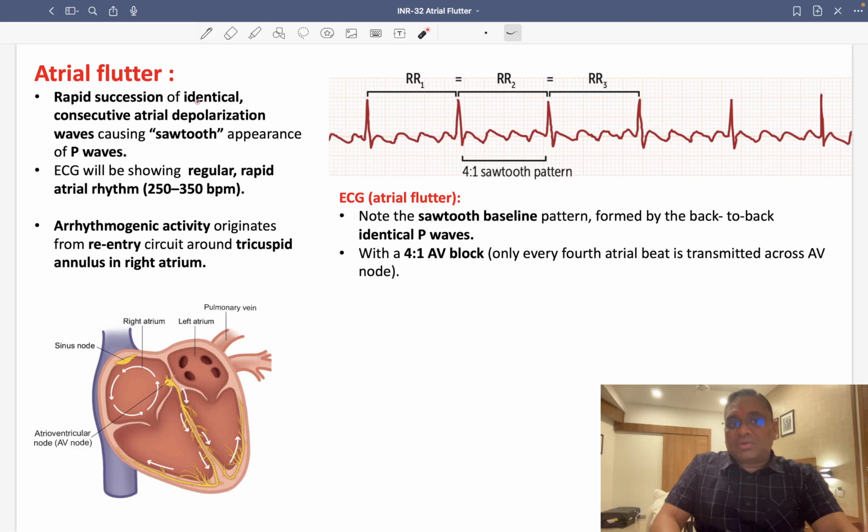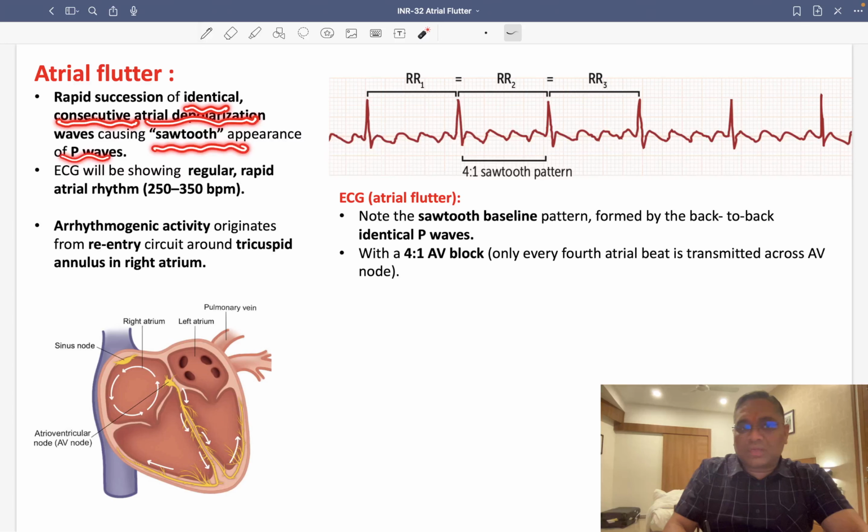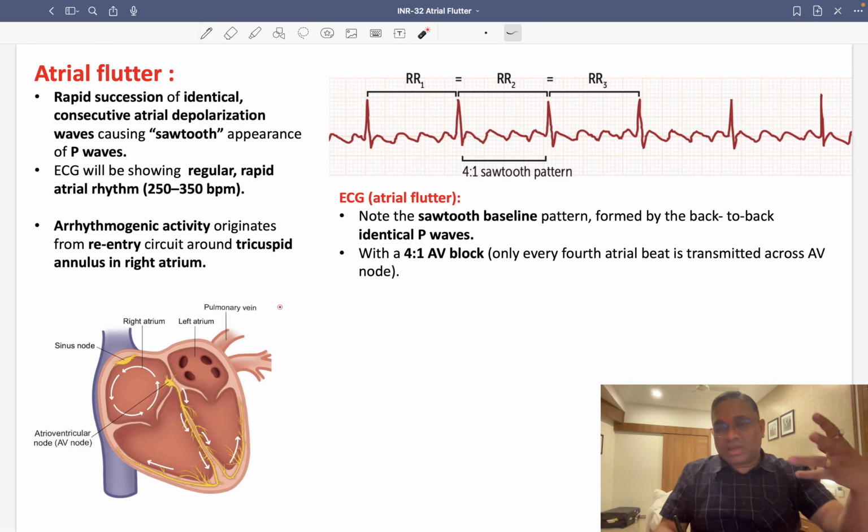Because of this consecutive identical depolarization of the atria, you are seeing P waves giving a sawtooth appearance, right? Because of the rapid succession, the atria are continuously contracting, so the same type of P wave keeps occurring, and they give you a sawtooth appearance of the P waves because they are contracting faster.